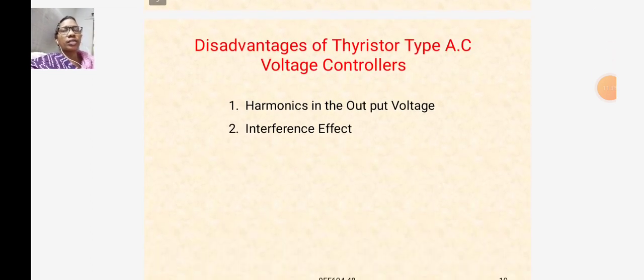The disadvantages of thyristor type AC voltage controllers are harmonics in the output voltages and interference effects. It has interference effects, means it has disturbances, and in the output voltage waveforms it has a few harmonics.